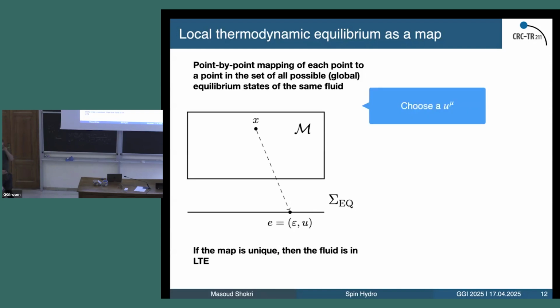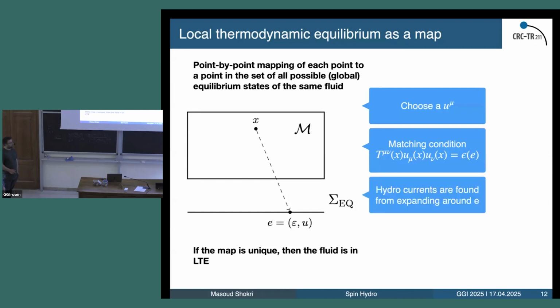And the thing is that, okay, you need to choose a u mu, which is something that Gabriel was talking about in more detail. And then you use the matching condition here to find what is this epsilon on this space. And then you find the hydrocurrents as expanding around this point. So it is a local expansion around global equilibrium. If this map is unique, you can say that actually the fluid is in local thermodynamic equilibrium, which is only true for a perfect fluid.